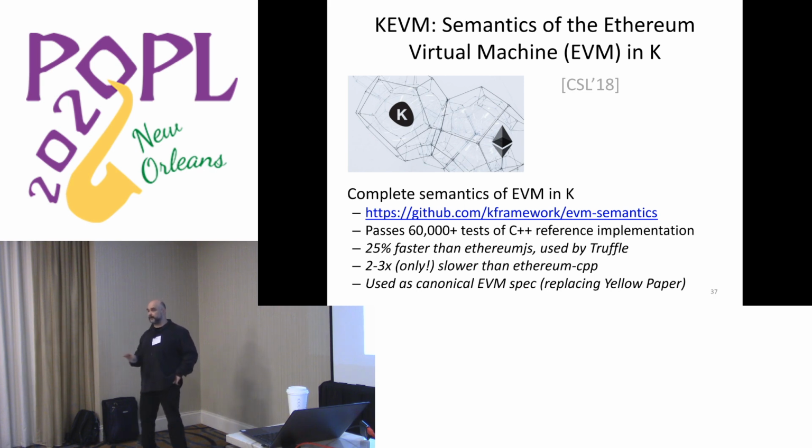Probably the most used implementation of EVM is the one written in JavaScript, part of Truffle. Truffle is an IDE where you develop smart contracts. Right? So each time you have a smart contract to test it, you have to compile and run it with Truffle. And Truffle runs a simulator of Ethereum in JavaScript. Okay? So we made the semantics pluggable in Truffle. So now we're working with Truffle to actually switch that JavaScript implementation with the actual semantics-generated implementation.